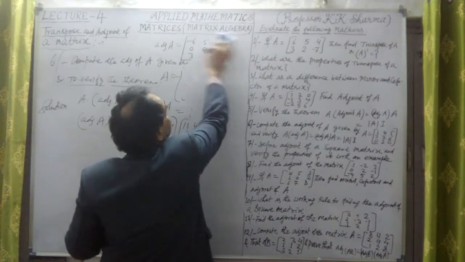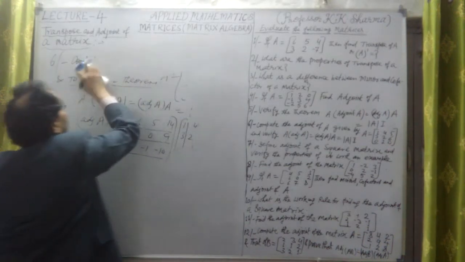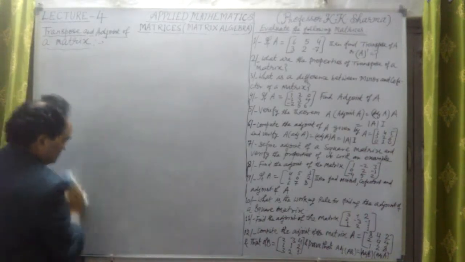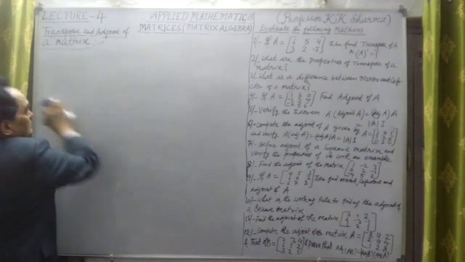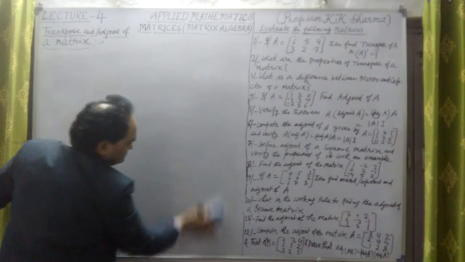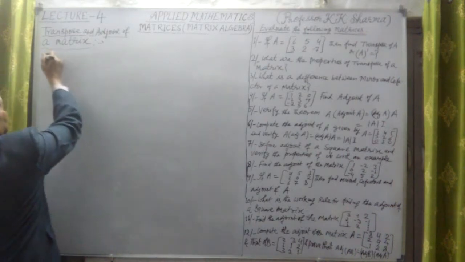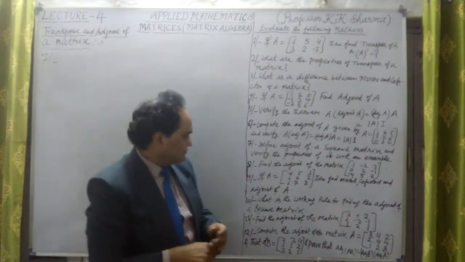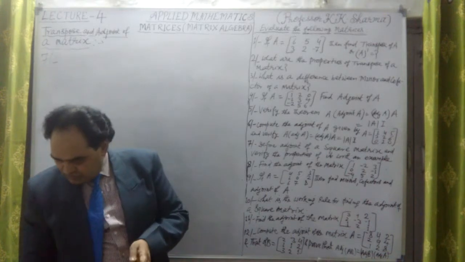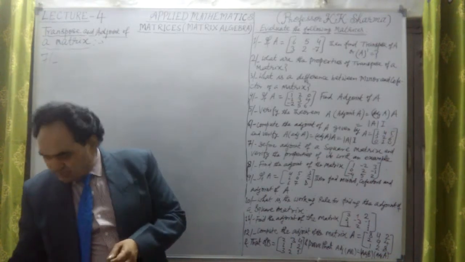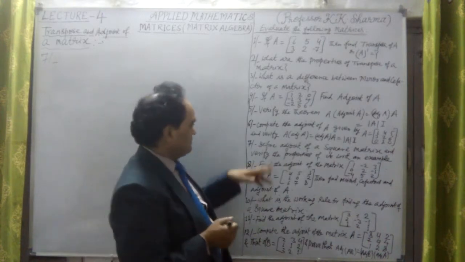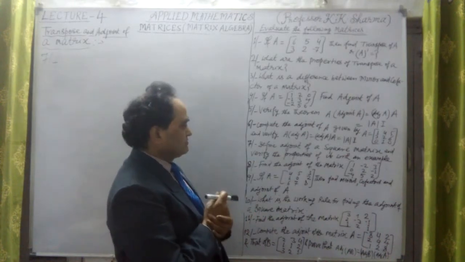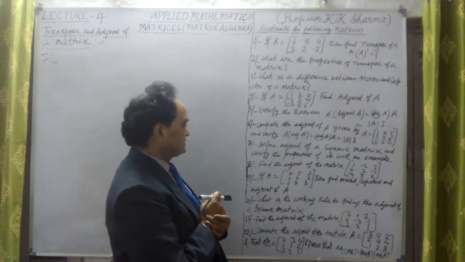Now let us take the next question. Let me check it. What is question number 7? The seventh question says: define the adjoint of a square matrix. I defined this in the beginning, but let me define it again. Define the adjoint of a square matrix and verify its properties with an example.